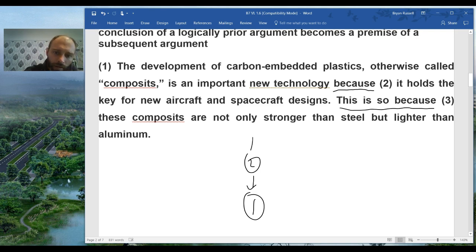So the way we would indicate that is like this. We have 3 leading down to 2. So 3 is the premise. So composites are not only stronger than steel, but lighter than aluminum. Therefore, they hold the key for new aircraft and spacecraft designs. And since they hold the keys for new aircraft and spacecraft designs, we go all the way down to 1. It's an important new technology. So this again is the vertical pattern. So you see a conclusion of one argument. So 2 is the conclusion of one argument, becoming a premise for a further argument.